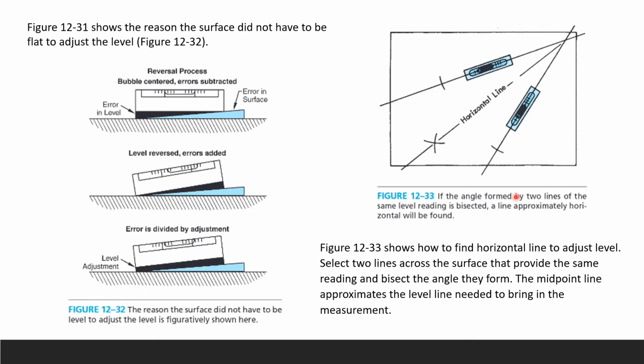So here in figure 12-33, you're going to see how to find the horizontal line to adjust the level. Select two lines across the surface that provide the same reading and bisect the angle they form. So the midpoint line approximates the level line needed to bring in the measurement. Even if it has a rise like that, if you can find a horizontal line, you can adjust your level.